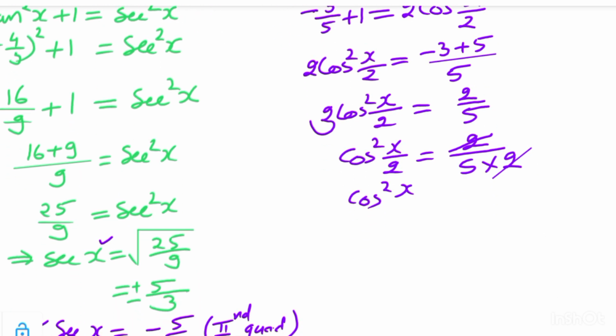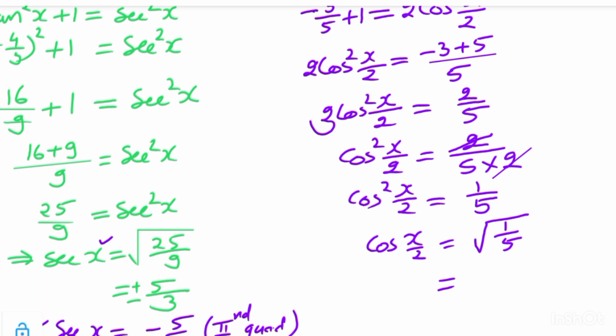square x by 2 is 1 by 5, and this on solving will give cos x by 2 is equal to square root of 1 by 5, and this will be equal to plus minus 1 upon root 5, right? You can leave it here, or if you want to rationalize it, we will multiply it by root 5 and divide by root 5.